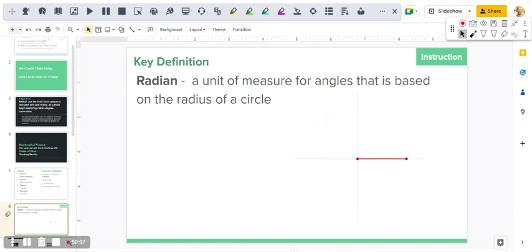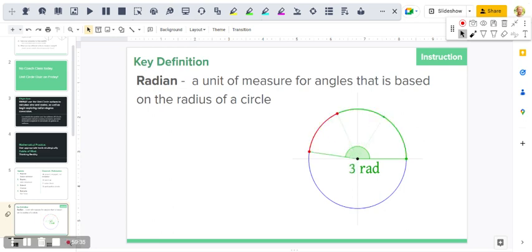Today we are looking at the definition of a radian and how that's going to come into play with our unit circle. And there's a cool little animation that's going on your slide right now to kind of talk about what a radian is. While that's happening, let's go ahead and get that definition down onto our sheet right away. A radian is a unit of measure for angles. It's based on the radius of the circle.